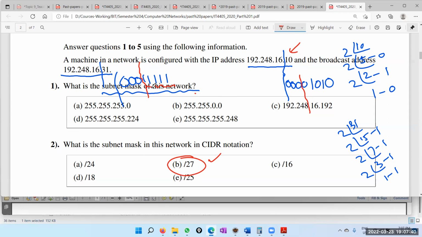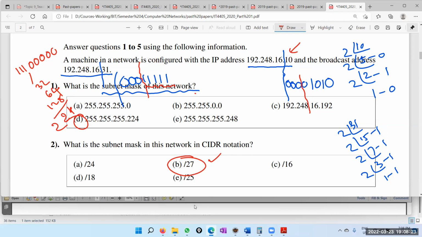So then 3 ones and 4 zeros, right? Sorry, 3 ones and 5 zeros. You have to calculate 1, 2, 4, 8, 16, 32, 64, and 128. 32, 64, 128, that is 224. So that is 255, 255, 255, 224. So the answer is D. Now we got two answers. The first one's answer is D, the second one's answer is B.